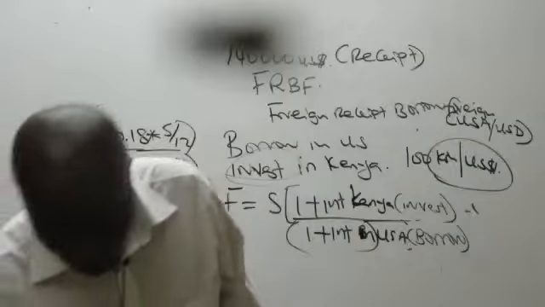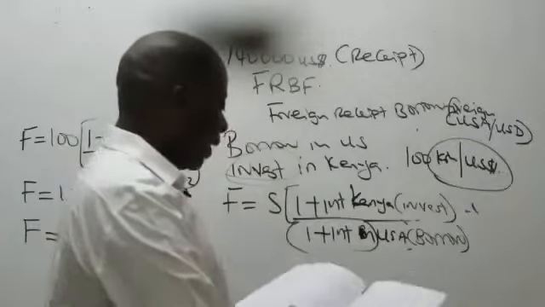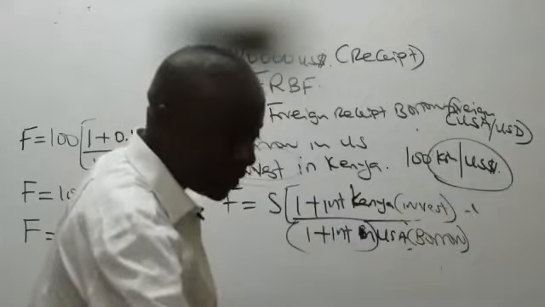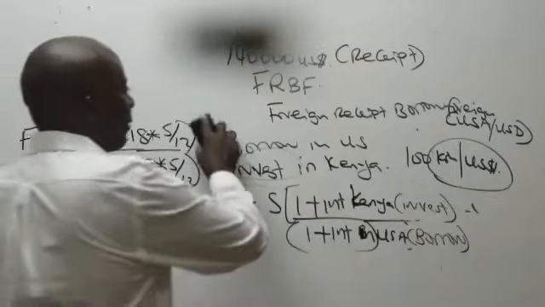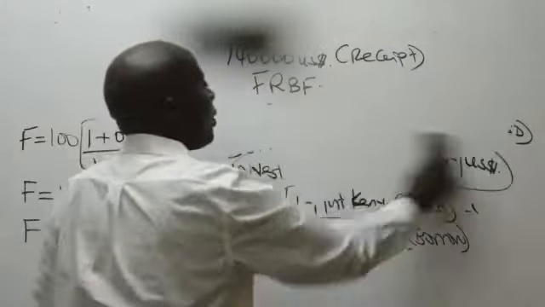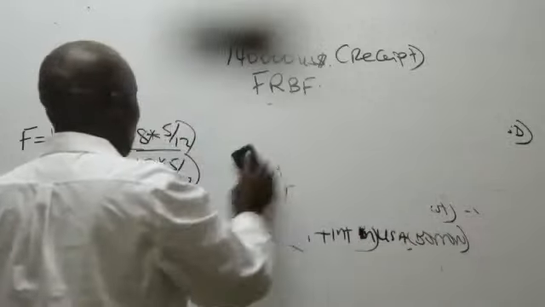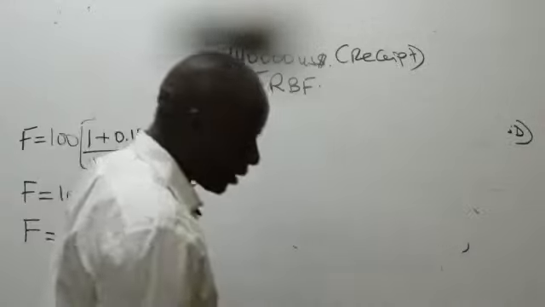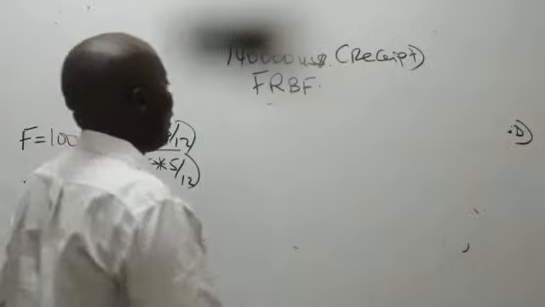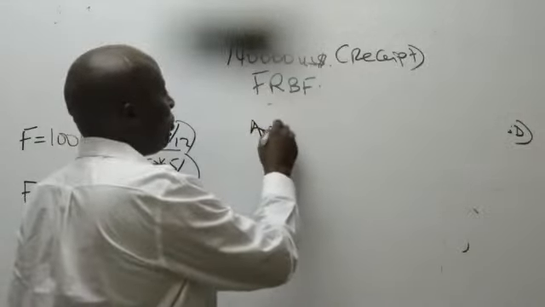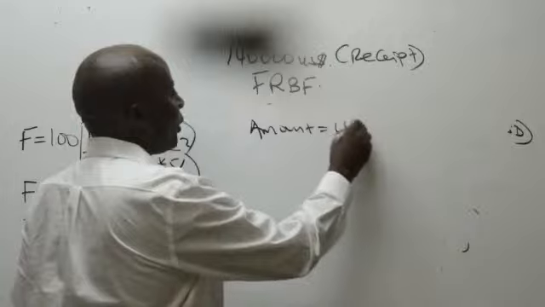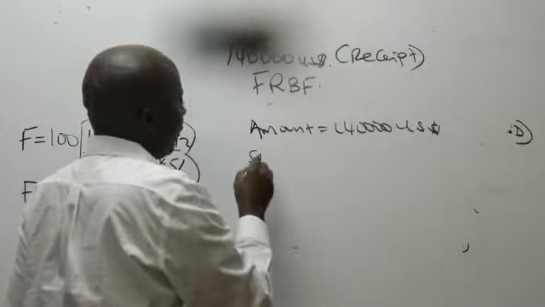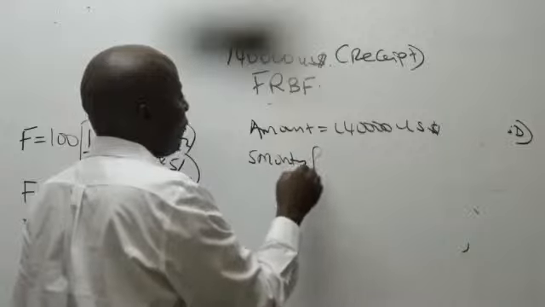So we will start with forward contract. It is the same answer for both. So for forward contract, what do we have here? Number one, I have the amount. So the amount to be hedged is 140,000 US dollars. So give me the 5 months forward.